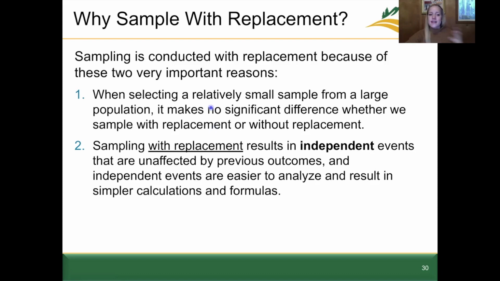Coming back to this slide, sampling is conducted with replacement because, number one, when selecting a relatively small sample from a large population, it makes no significant difference whether we sample with replacement or without replacement. Again, this holds true when we're dealing with a large population and taking a relatively small sample from that population. Number two, sampling with replacement results in independent events. Independent events are unaffected by previous outcomes. As with that marble example, independent events are easier to analyze and result in simpler calculations and formulas. We didn't have to change the value of the denominator each time when sampling with replacement.